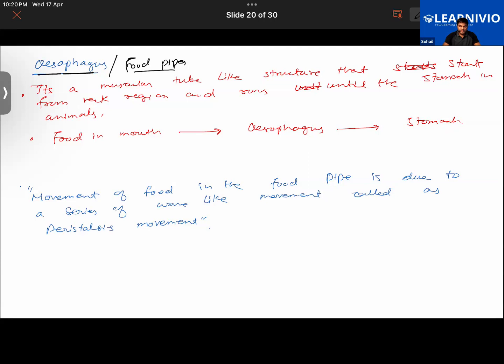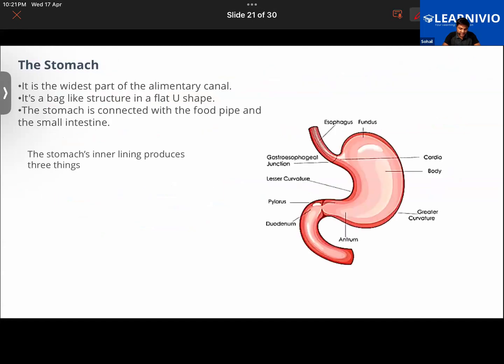Yes, sir. Done. So food normally moves in the downward direction in your esophagus, but in some cases it might move in the reverse direction if the food is not accepted by the stomach.